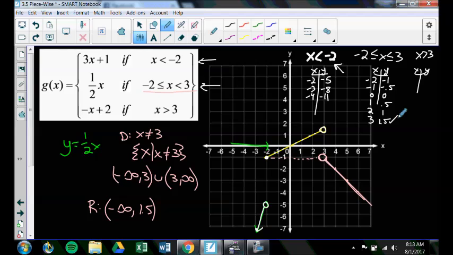Then I plug in numbers greater than 3. And I'm going to include the 3. And I get -3 plus 2 is -1. -4 plus 2 is -2. -5 plus 2 is -3. I get all these points here. So I'll get the same graph that way. Yeah, I think it just takes longer, but it's certainly very doable.